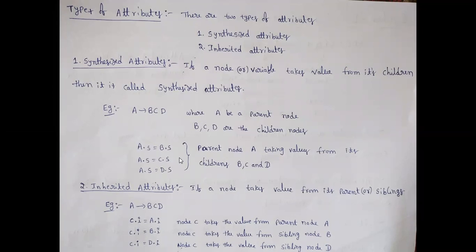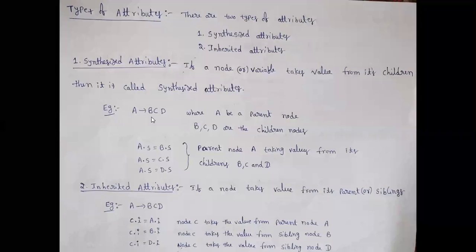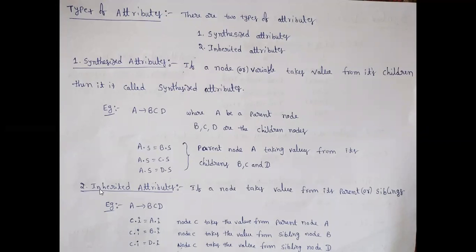So is it the correct synthesized attribute? No. Why? Because B dot S and C dot S are the children of the parent A. So we are not specifying B dot S is equal to C dot S. So this is not a synthesized attribute. Why? Because B and C are said to be children of the parent node. So the value should come from a child node, but B is a child and C is a child, so we cannot assign between those two. So it is not a synthesized attribute. Okay. So next one, what is an inherited attribute?